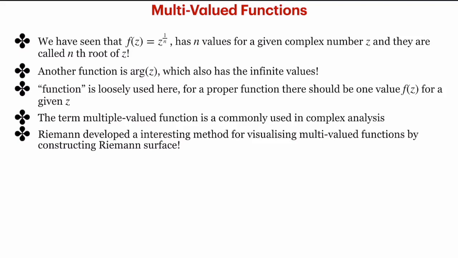A proper mathematical function should take one point from the domain and map it into a single point in the image. That is, f of z should be one point for a given value of z. But complex numbers are a bit complex, so they seem to be violating this rule, and the notion of multivariate function is commonly used in complex analysis. Riemann developed an interesting method to visualize this multivariate function using a construct called the Riemann surface.